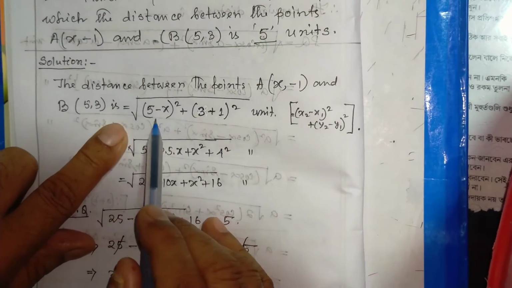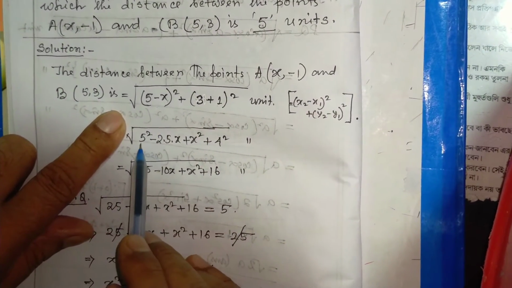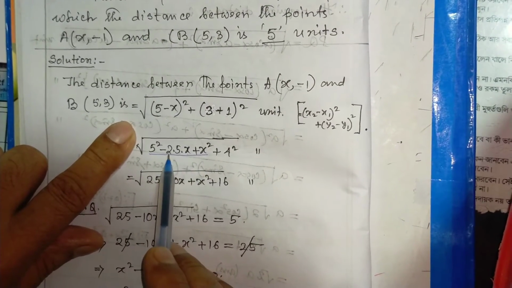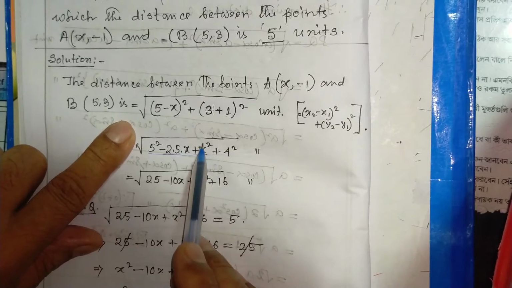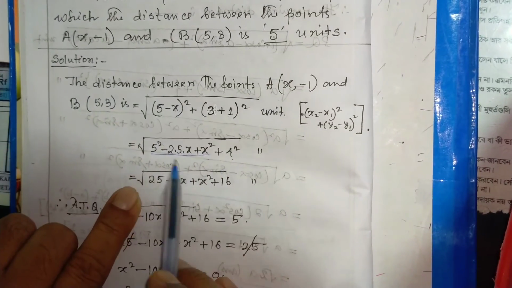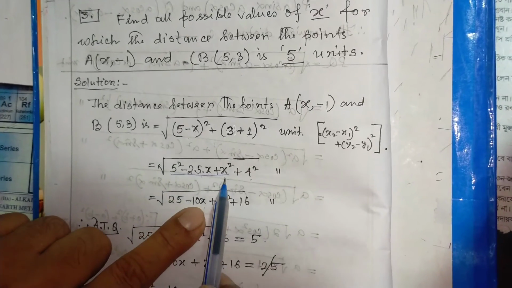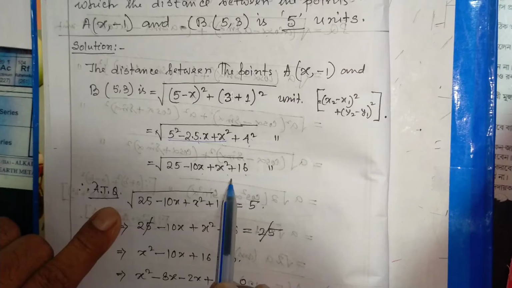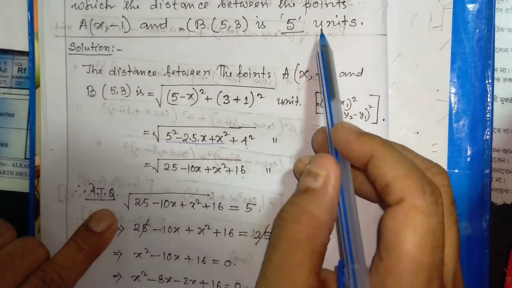So if I go to the formula a minus b whole square, this becomes 5 square minus 2ab, that means 2 into 5 into x plus b square means x square, and 3 plus 1 means 4 square. Now it becomes 25, minus 10x, plus x square and 16. And it is given in the question that this distance is actually 5 unit.